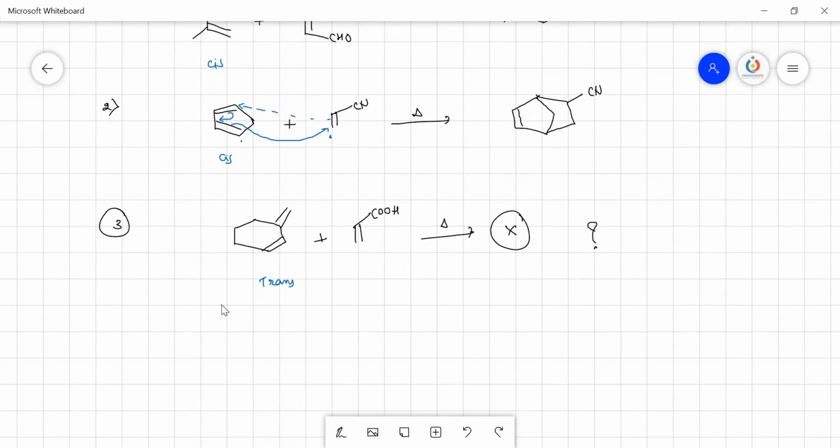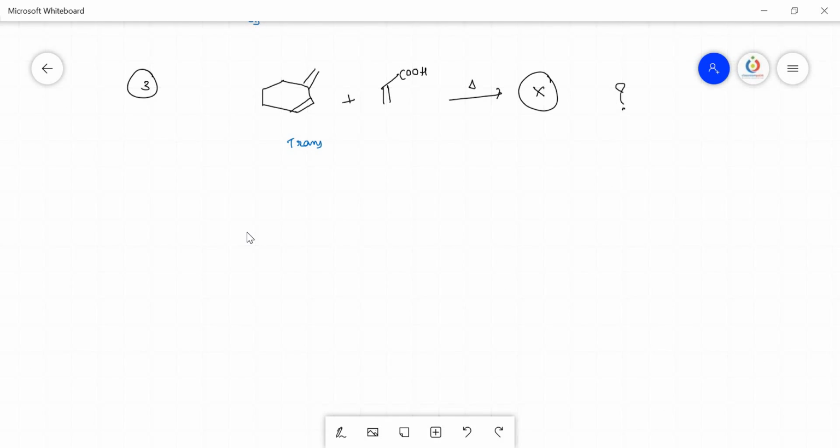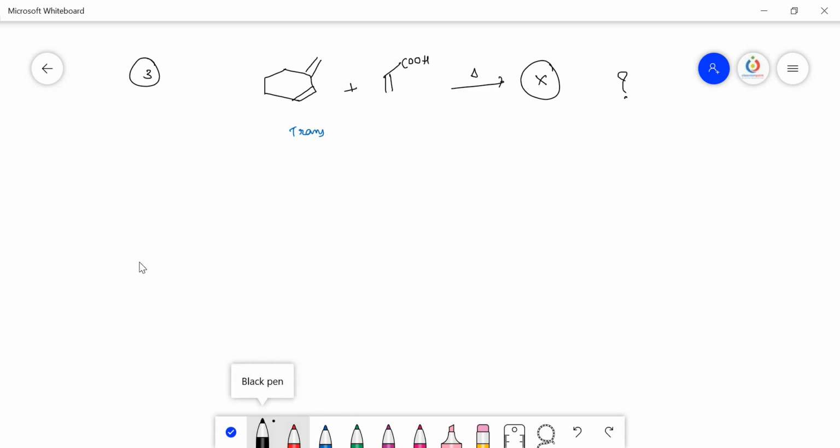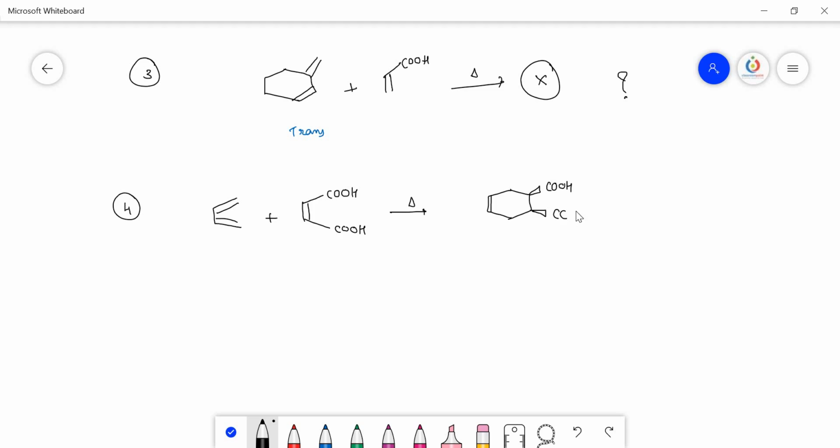Okay. So now let's take some more examples along with the stereochemistry, so that you can understand. Just see here. And heat it. Stereochemistry will never get changed. So here this is cis, this is also cis. Both must be cis. The diene must always be cis. The dienophile may be cis or trans.